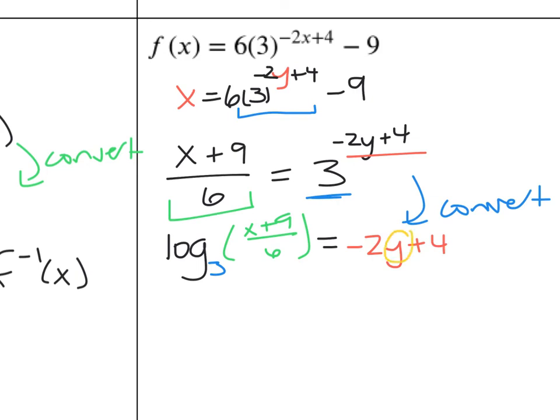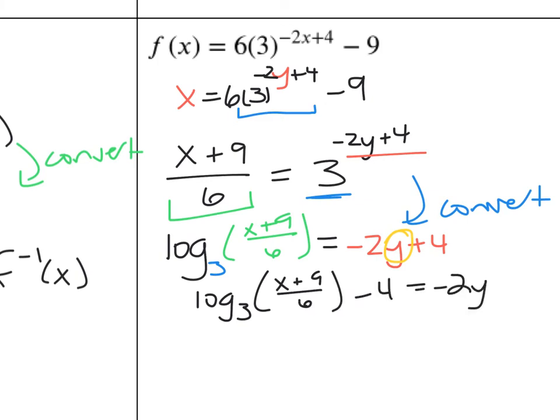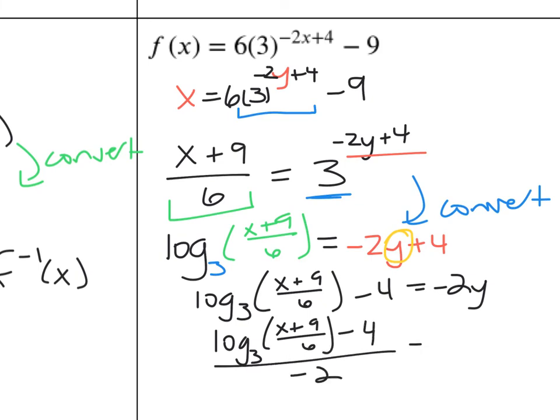Now I need to isolate y, which will be 2 steps. I'm going to minus 4 and then divide everything by negative 2. So these answers are going to be not the prettiest things in the world. That's okay. Once again, write that with your function notation, f inverse of x.